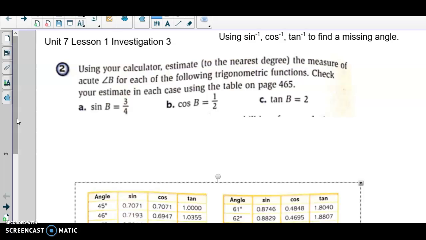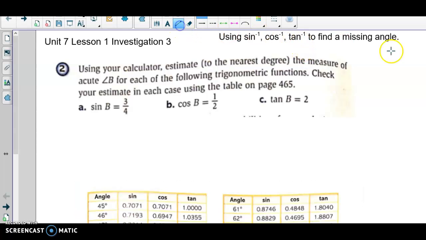Today we're going to be talking about using sine inverse, cosine inverse, and tangent inverse to find a missing angle. Last week we did a lot of looking for a missing side. This week we're looking for the missing angle. So we're going to start just by looking at these equations and thinking about what they represent.